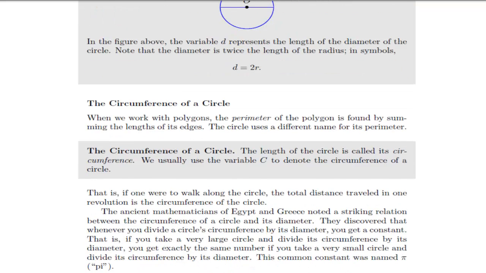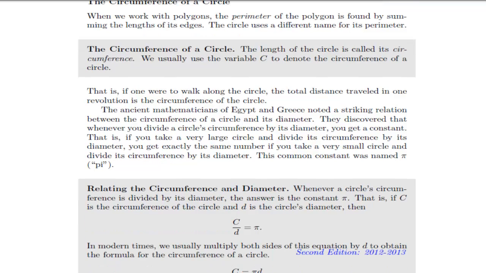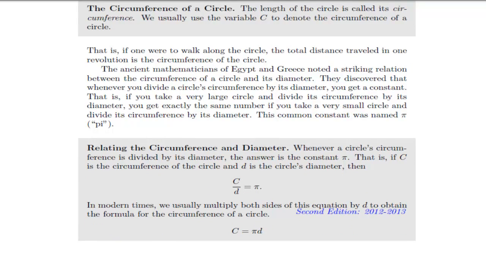The circumference of a circle. When we work with polygons, the perimeter of a polygon is found by summing the lengths of its edges. The circle uses a different name for its perimeter. The circumference of a circle. Length of a circle is called its circumference. We usually use the variable c to denote the circumference of a circle. That is, if one were to walk along the circle, the total distance traveled in one revolution is the circumference of the circle.